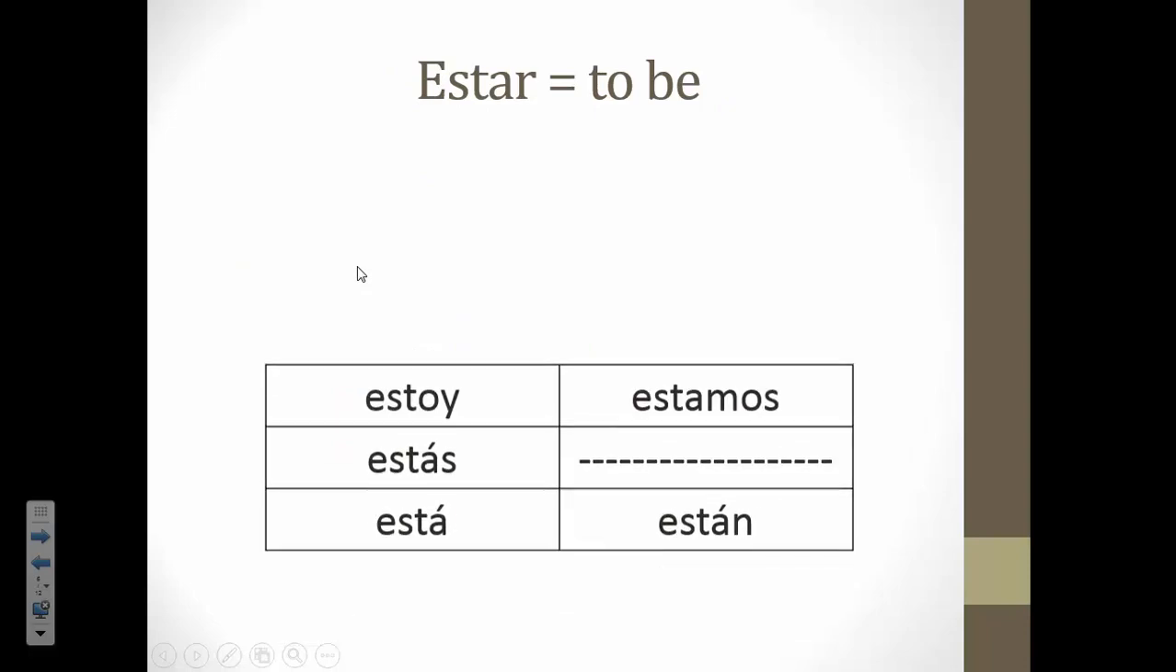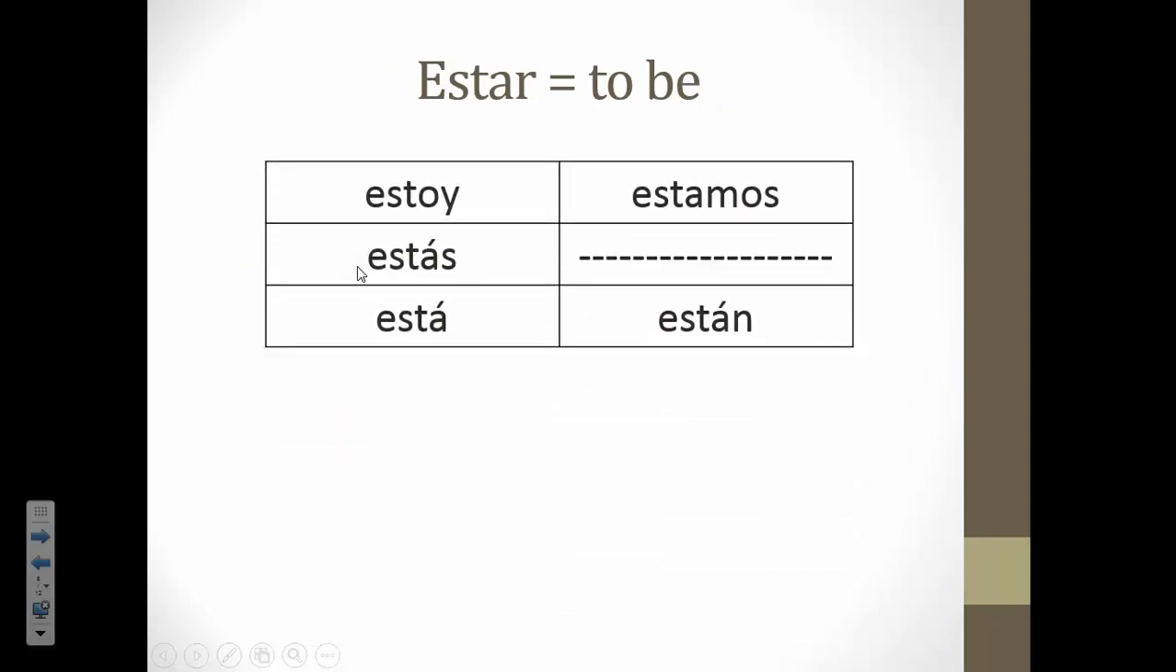Alright, so let's look back at the verb estar. Okay, so we did a little song with this one as well. Estoy, estás, está. Estamos, estáis, están.